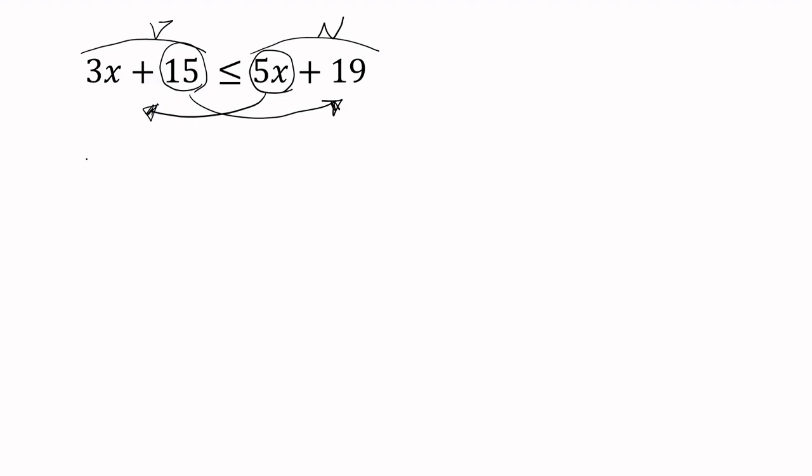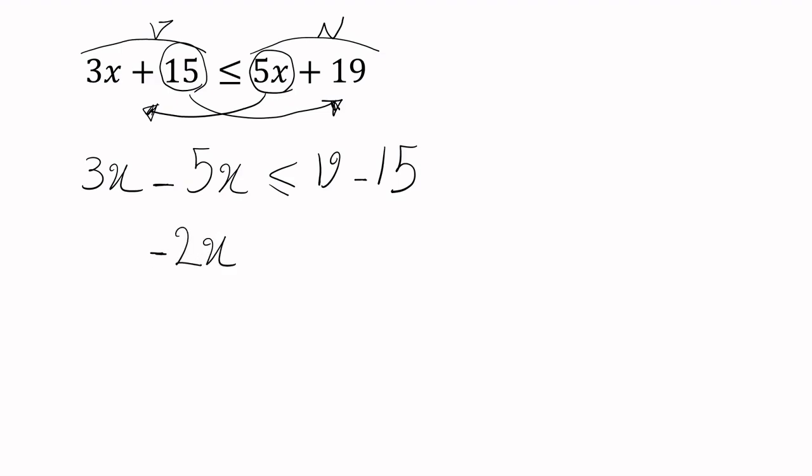So I'm going to have 3x by moving the 5x to the first side. This sign is going to change. So minus 5x is less than or equal to 19 minus 15. The sign of 15 has been changed. So in the first side, I'm going to have minus 2x, and in the second side, I'm going to have 4.